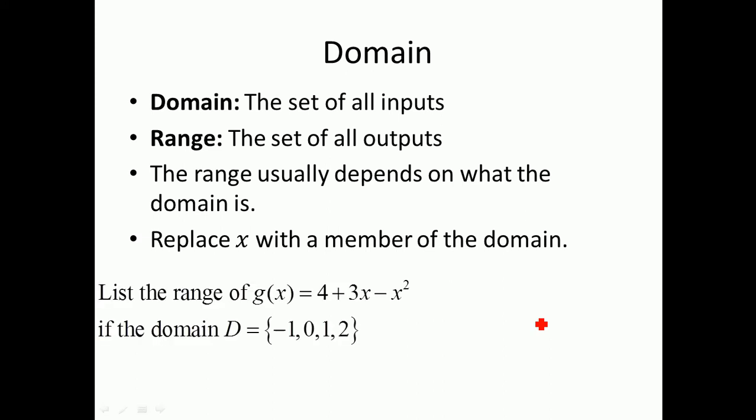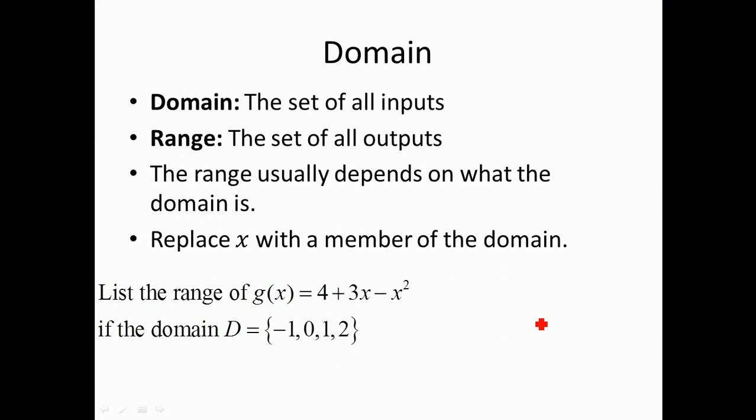Now, let's actually do an example so you guys can see it. If it says list the range of g of x, we can also use a g instead of an f. List the range of g of x, if g of x equals 4 plus 3x minus x squared, if the domain is this. So if that's the domain, what we want to do is take each element in the domain, put it in our function, and see what we get out.